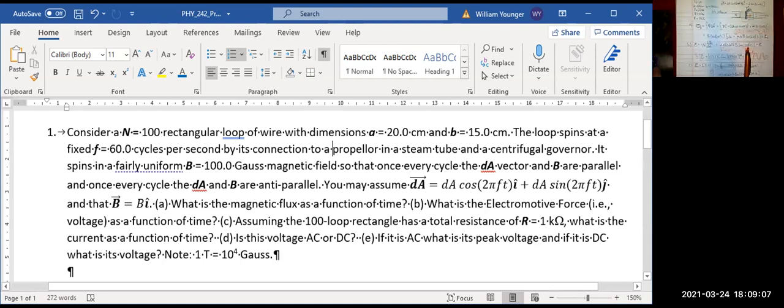All right, and let's see what else I asked. So I think that was it, but let me double check. Is the voltage AC or DC? I think we already answered that. And if it is AC, what is its peak voltage? And if it is DC, what is its voltage? So we already basically did that.